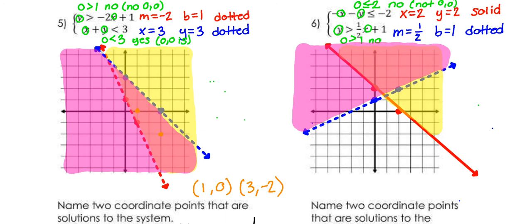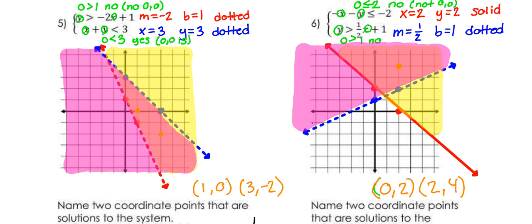So 2 points we could choose. We can choose 0, 2 because it's a solid line. And then we can also go ahead and just choose one up here. So let's do 1, 2, 1, 2, 3, 4. So 2, 4. And again, there's lots of options that you can use for those. But anything in that area will work.